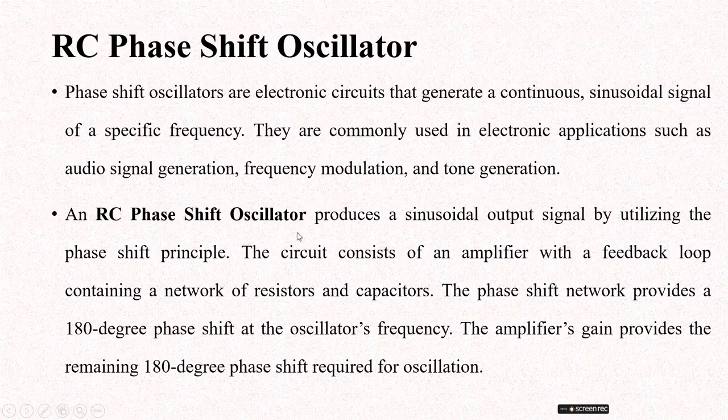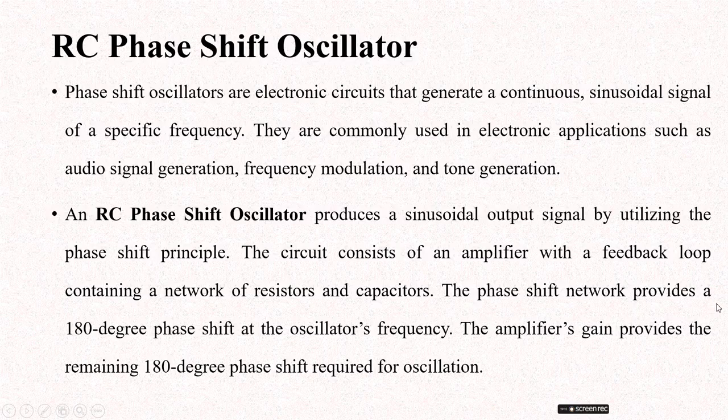An RC phase shift oscillator produces a sinusoidal output signal by utilizing phase shift principles. The circuit consists of an amplifier with a feedback loop containing a network of resistors and capacitors. Here we can use an amplifier circuit using an op-amp or a BJT, depending on the components we are using. The feedback loop is very important: it produces a phase shift through a network of resistors and capacitors.